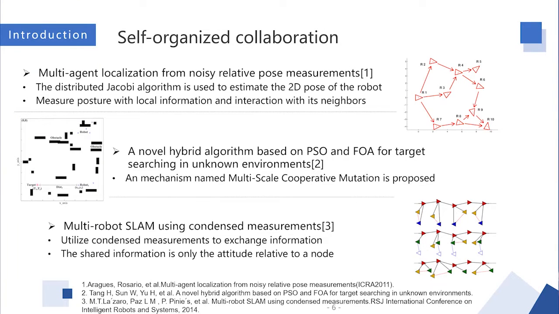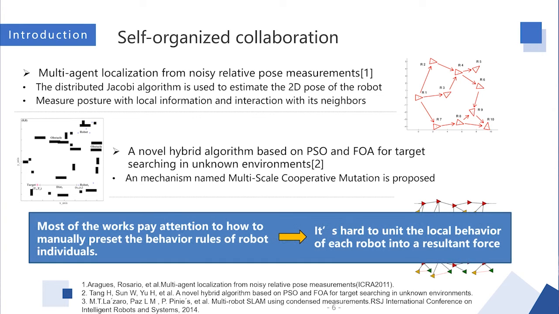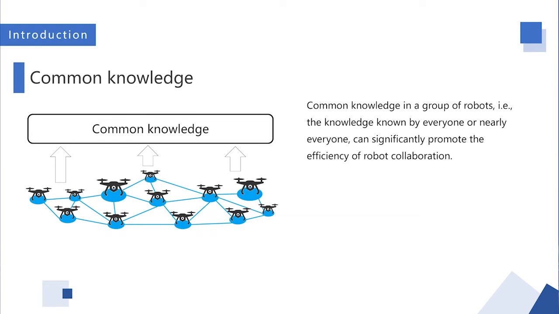Many algorithms are proposed to improve the efficiency of robot collaboration, but most of them focus on how to manually preset the behavior rules of robot individuals. It's hard to unite the local behavior of each robot into a resultant force. In fact, common knowledge in a group of robots, the knowledge known by everyone or nearly everyone, can significantly promote the efficiency of robot collaboration.